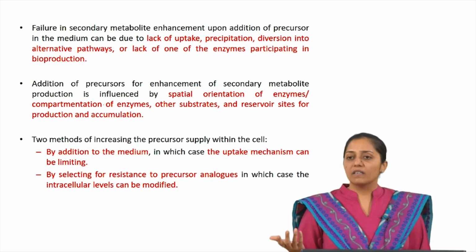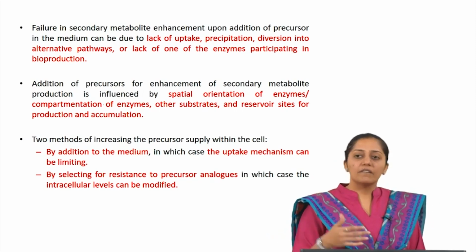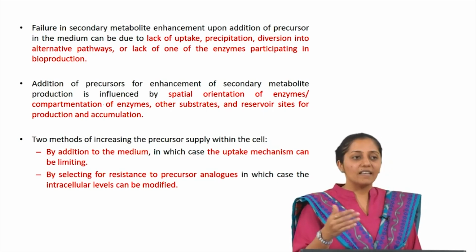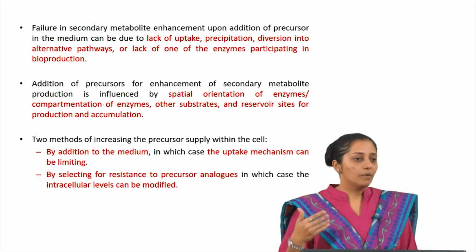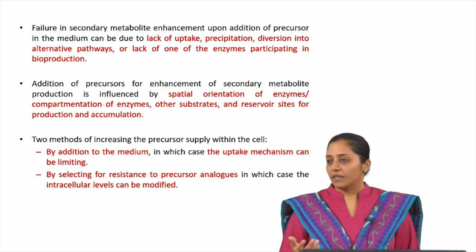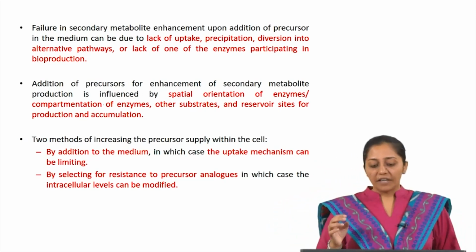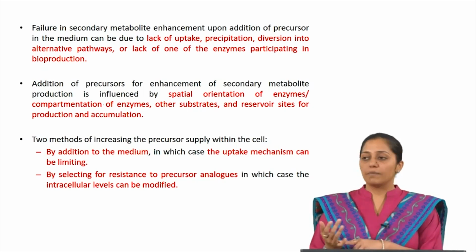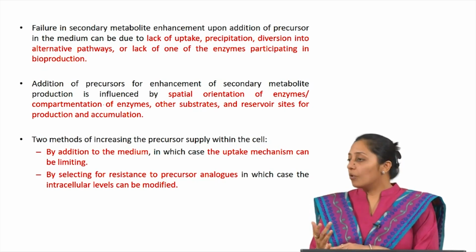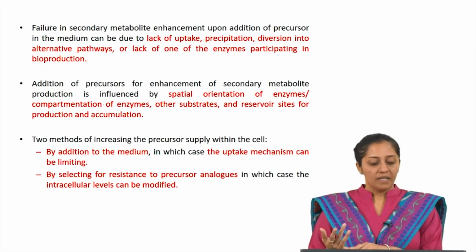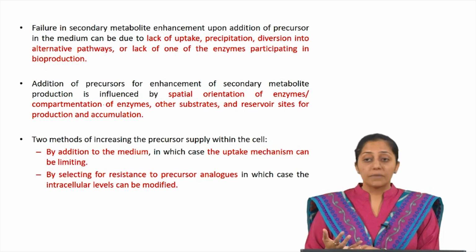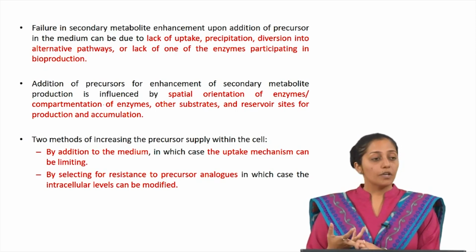So, some of the precursors, in some cases, are provided as a complex, such that they can be taken in by the cell. Once in, then it can be utilized. Now, addition of precursors for enhancement of secondary metabolite production is influenced by which factors? Spatial orientation of the enzymes, then compartmentation of the enzymes, presence of other substrates, reservoir sites for production and accumulation.